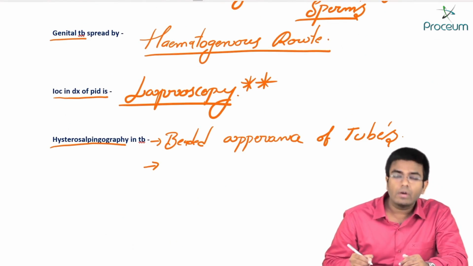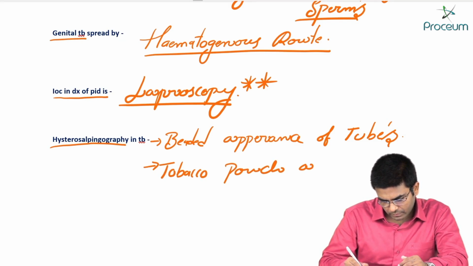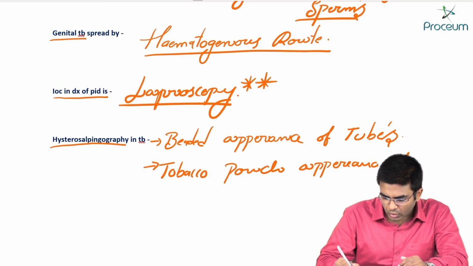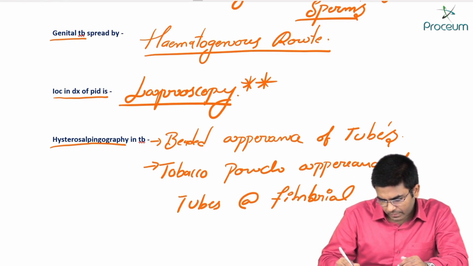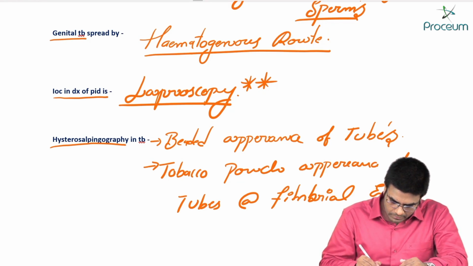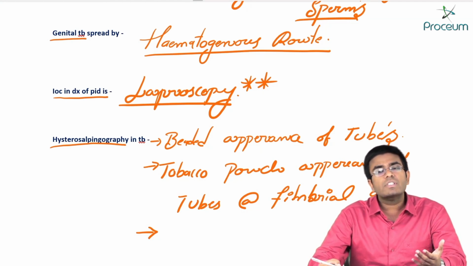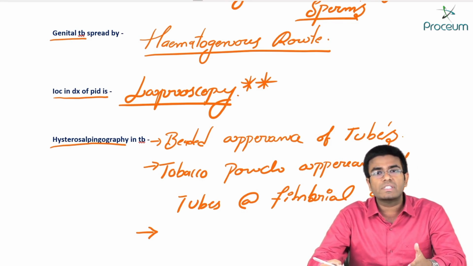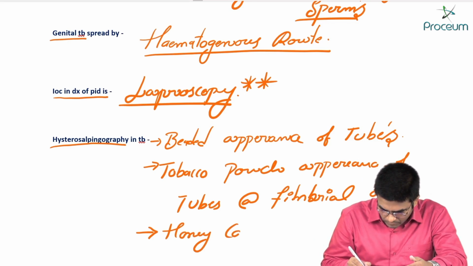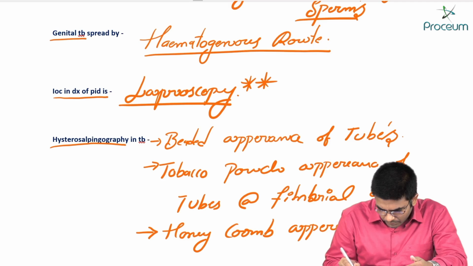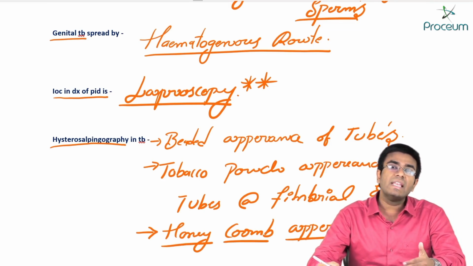Okay, along with that we can see tobacco pouch appearance of tubes at fimbrial end. Tubes in the sense I am talking about the fallopian tubes. Along with that, the patient can have Asherman syndrome. Upon doing hysterosalpingography, we can see that in a patient with genital tuberculosis can have intrauterine adhesions that will give honeycomb appearance. Okay.